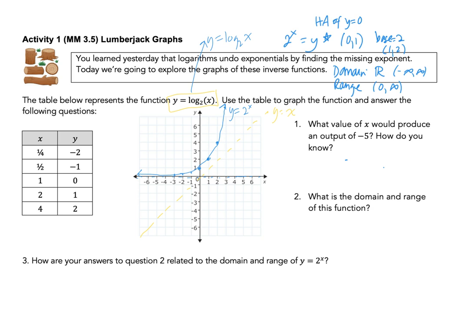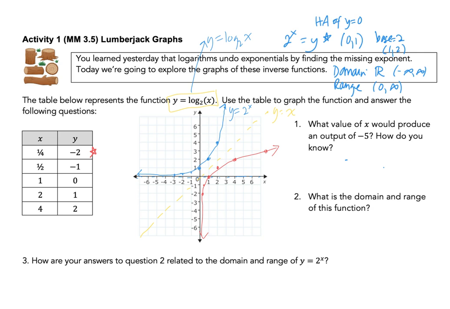You can use the table, or you can use these points I made. If we use the table, we go to the right 1 fourth, down negative 2. We go to the right 1 half, down negative 1. We go to the right 1, up and down 0, to the right 2, up 1, to the right 4, up 2. We go to the right 8, up 3, etc. Now, because they are inverses, you can see that it is reflective over that yellow line that I drew.